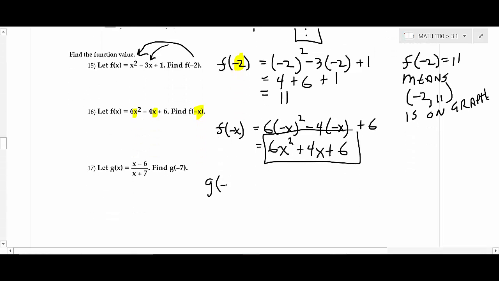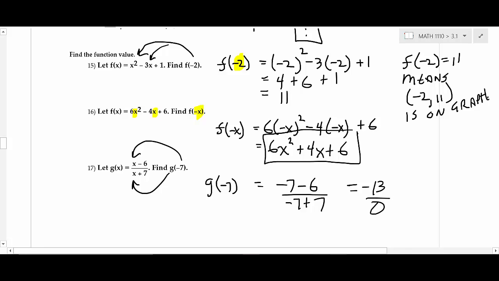All right, then the last one. Okay, we just plug in negative 7. Everywhere we see an x, we plug in a negative 7. So we'd have negative 7 minus 6 over negative 7 plus 7, so that's negative 13 over 0. So what do you conclude? Undefined. A function does not have to be defined. In that case, you would just say we're undefined because we get a 0 denominator. That's it. Okay? All right?